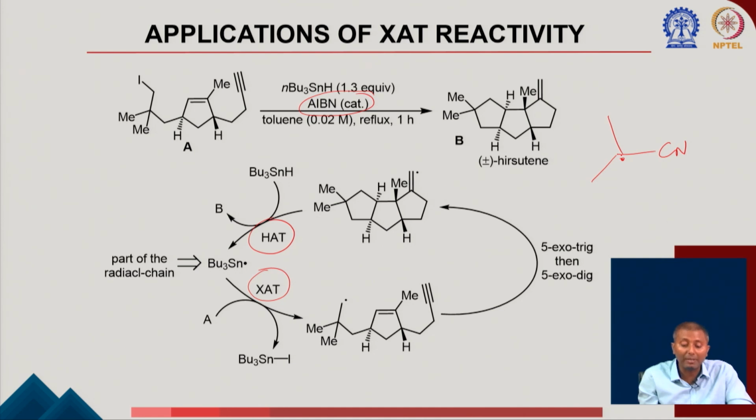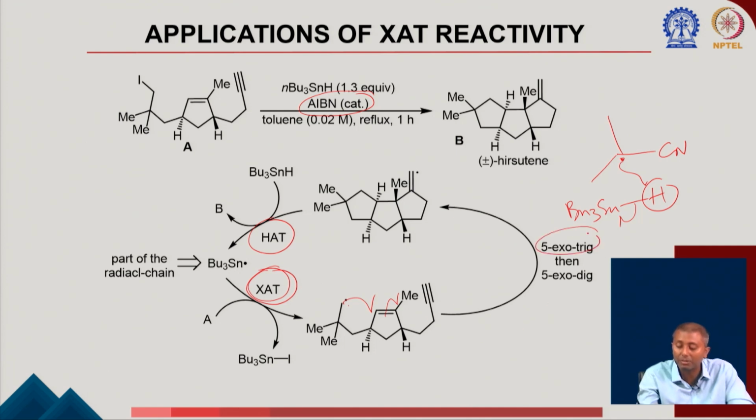Now what is going to happen, that can go for a hydrogen atom transfer, okay, from this. So that can go for a hydrogen atom transfer to generate this tin radical here, and once you have a tin radical, it goes for the halogen atom transfer first to form this radical species, which can go for an intramolecular radical cyclization, and then it will form this radical here which will go for another intramolecular radical cyclization.